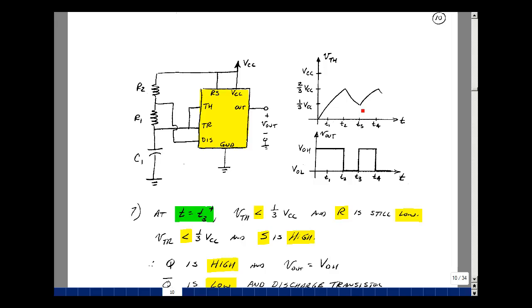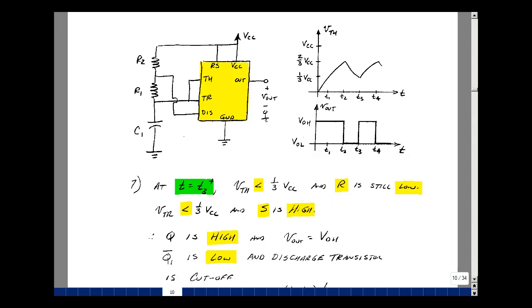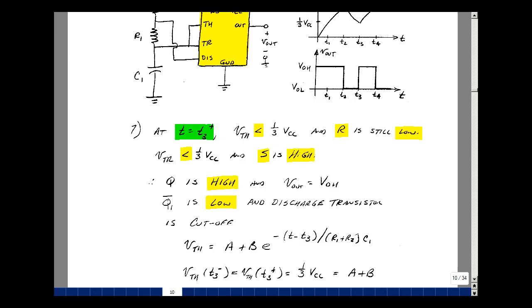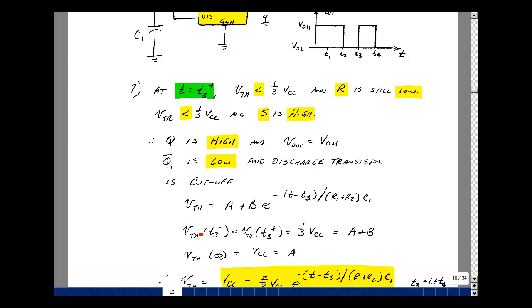Let's even solve for the equation now for the charging capacitor. It's going to be similar to this one, but we're having an initial condition, so it'll be a shorter amount of time. So our threshold voltage, which is our trigger voltage, which is our capacitor voltage, is some A plus B times e to the quantity T minus T3 over now R1 plus R2 times C1. And the value of this at T3 minus is the same as T3 plus, which is 1/3 VCC. Plugging in T equals T3 becomes e to the 0, so we just have A plus B.